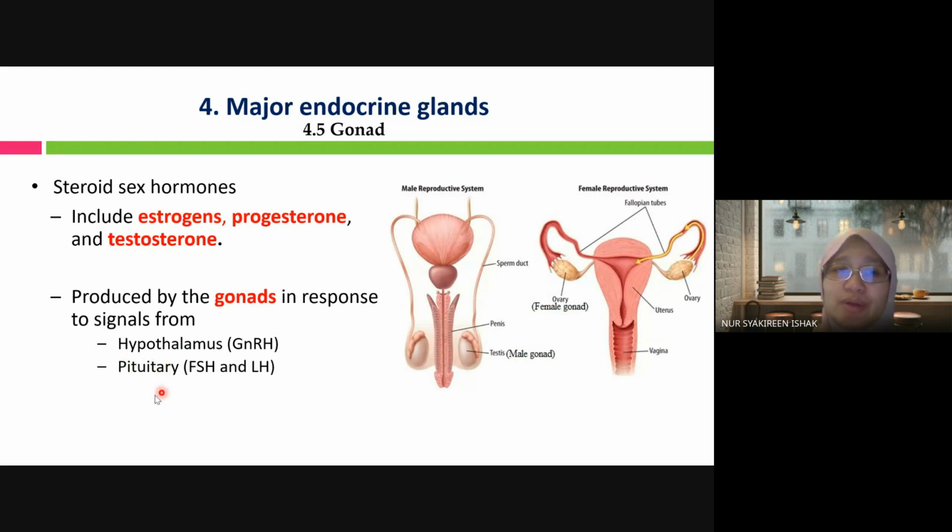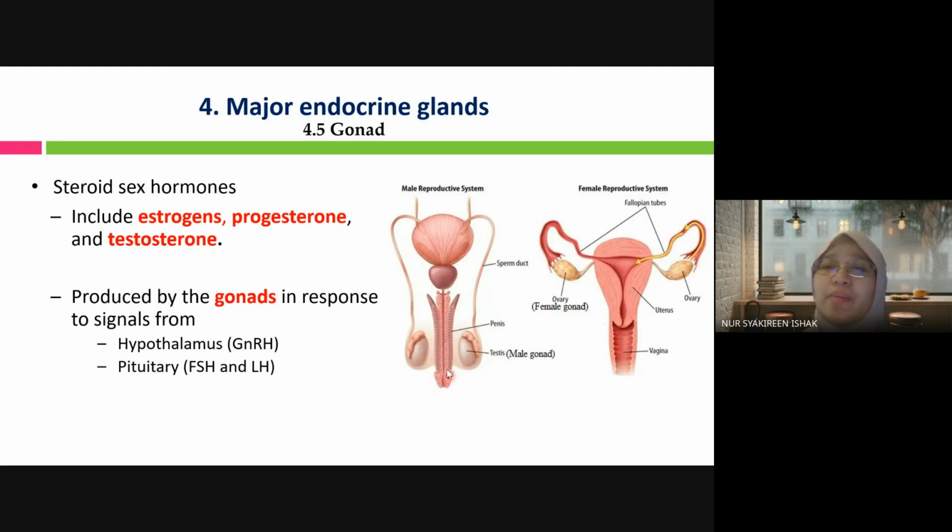Tulis sini kat your punya note, anterior pituitary. Okay, anterior pituitary produce and secrete FSH and LH. So it triggers the gonad for female, which is ovary, to mature follicle every month to cause ovulation, for example.